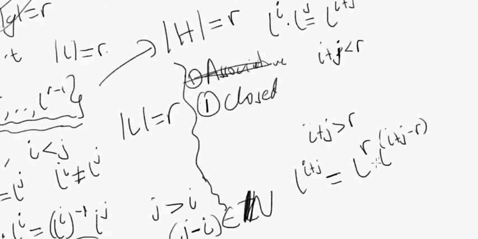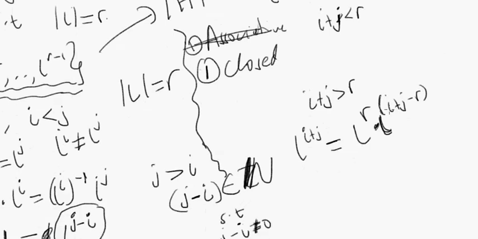Would you buy this idea that actually L to the I plus J equals L to the R times L to the I plus J minus R, right? Well, what's L to the R? If the order of L is R, what's that telling us? That tells us we have L to the I. Is that telling us that we have L to the I plus J minus R?